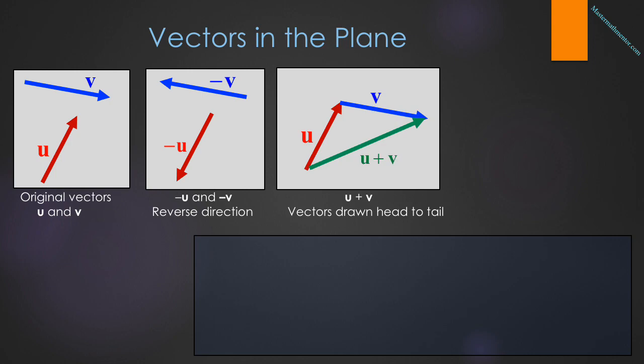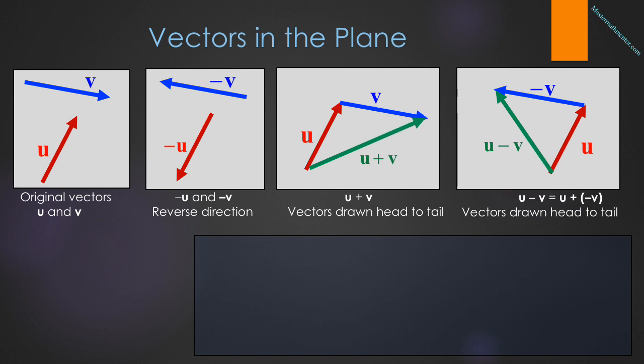Vector addition. Remember that a vector can be picked up and moved anywhere in the plane. So when we want to see the result of u plus v, we keep u where it was originally, but we will now draw v tail to head with u. The resultant vector u plus v starts at the tail of u and ends at the head of v. So we see the u plus v vector in green. It does not matter whether we do it u plus v or v plus u. We will get the same result.